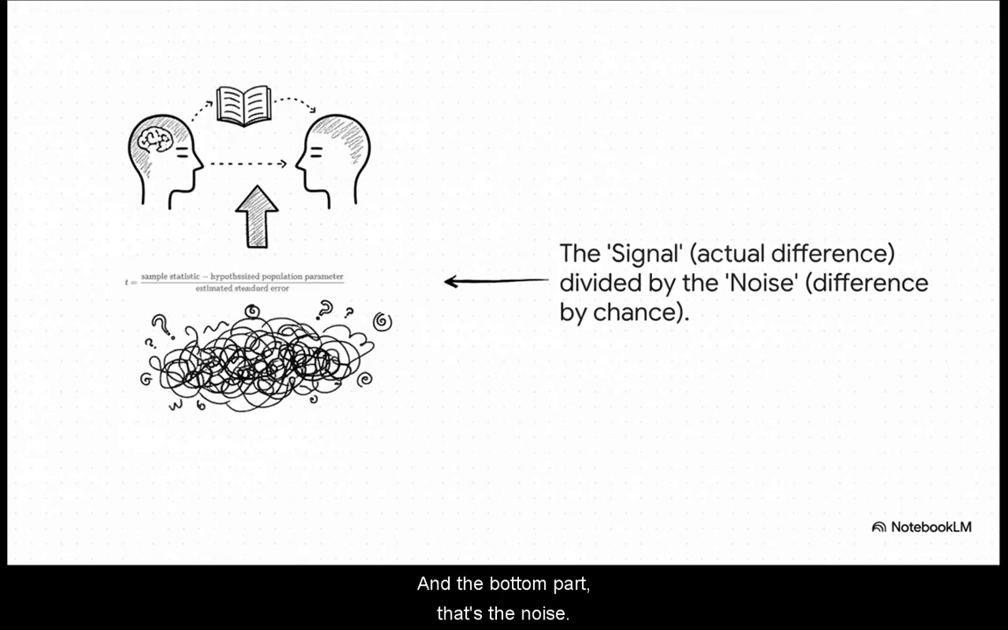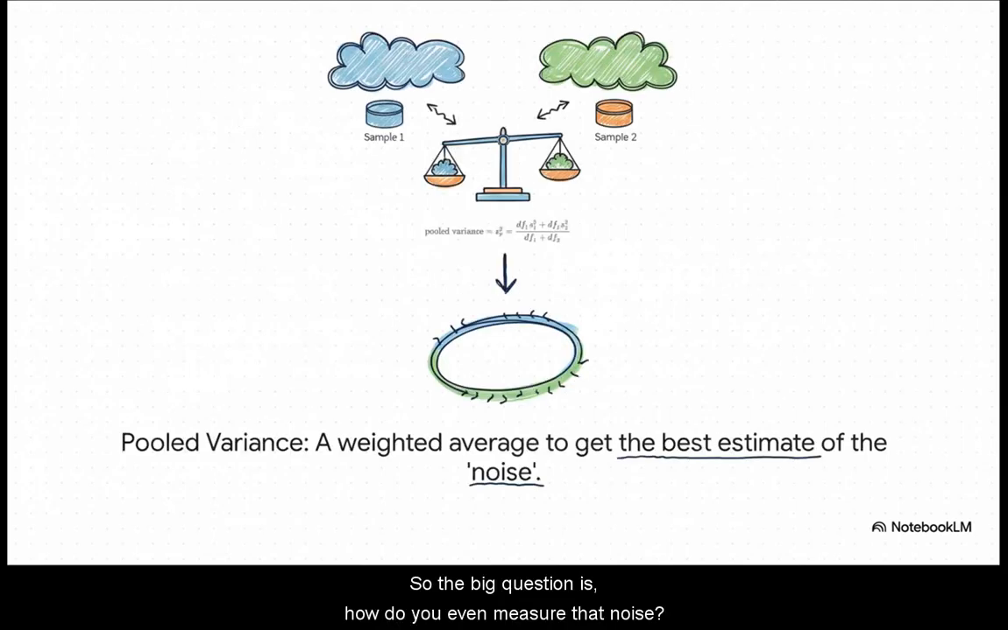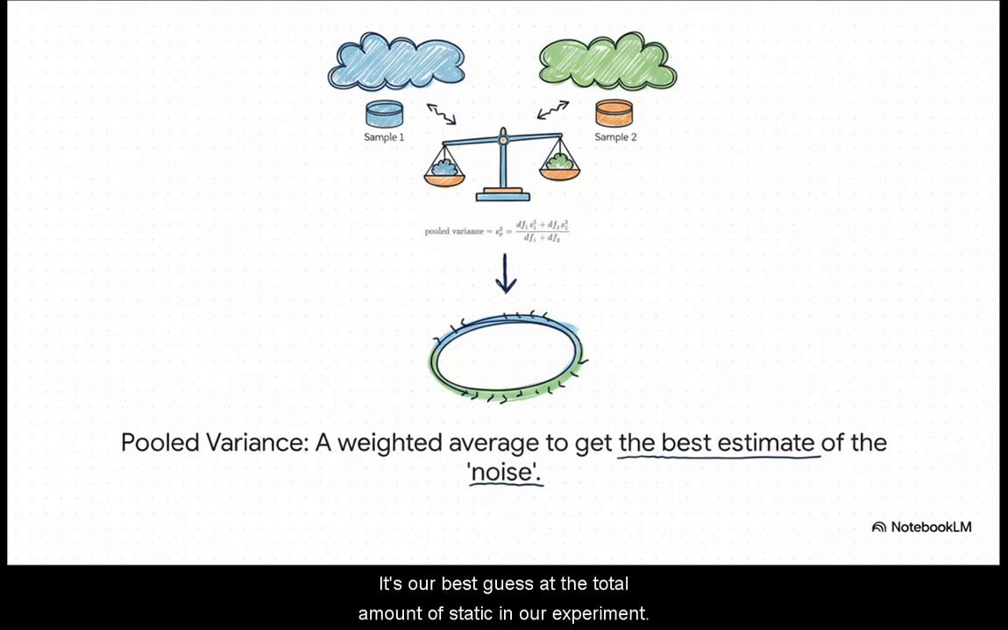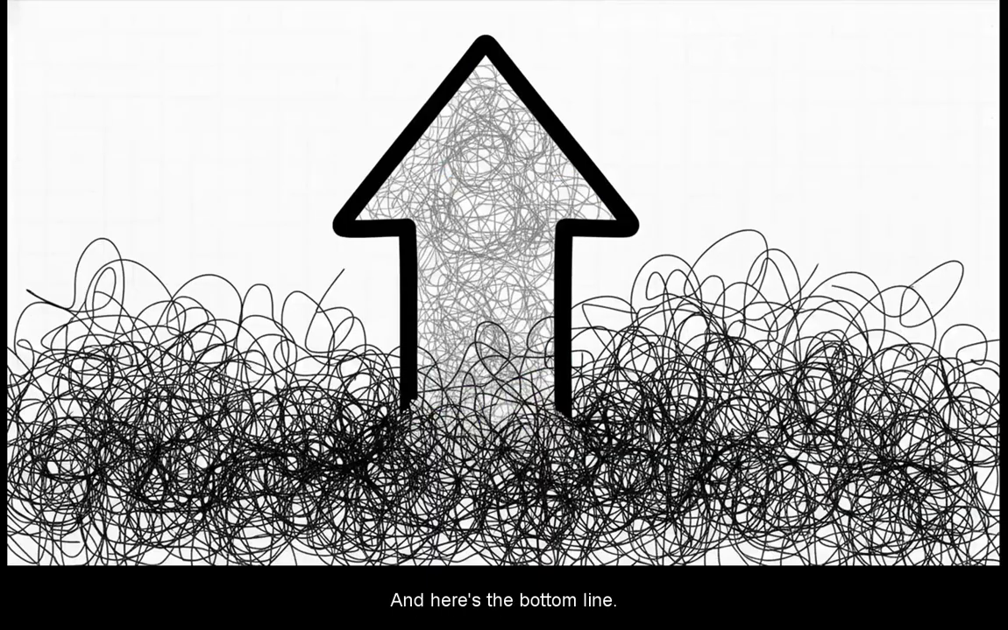And the bottom part? That's the noise. Think of it like static on the radio. It's all the natural, random variation in the data that we'd expect just by chance. So, the big question is, how do you even measure that noise? Well, we use something called pooled variance. I know that formula can look a little scary at first glance, but trust me, the idea behind it is super simple. All we're doing is taking the messiness, the variability, from both of our groups and blending them together into one fair, weighted average. It's our best guess at the total amount of static in our experiment. And here's the bottom line.